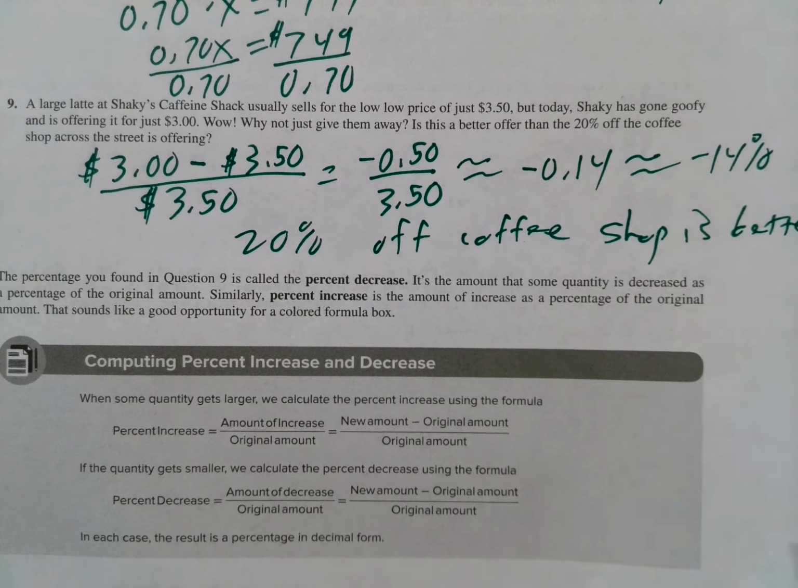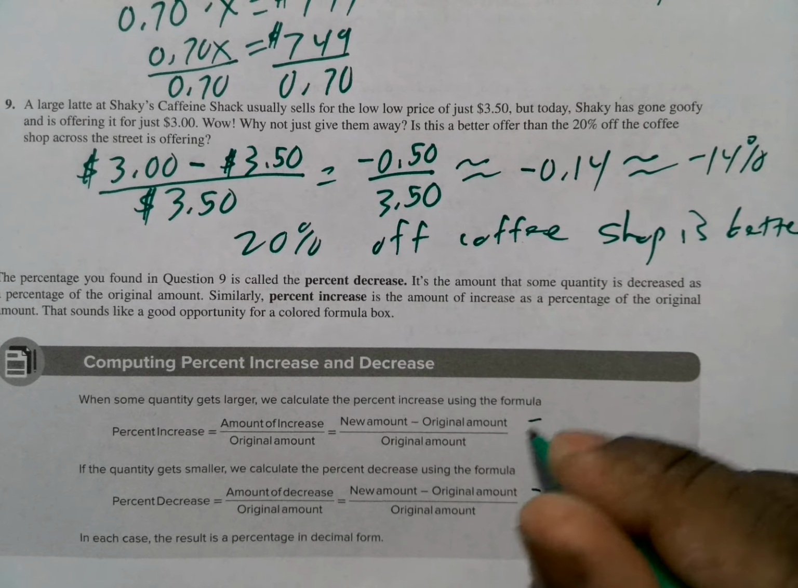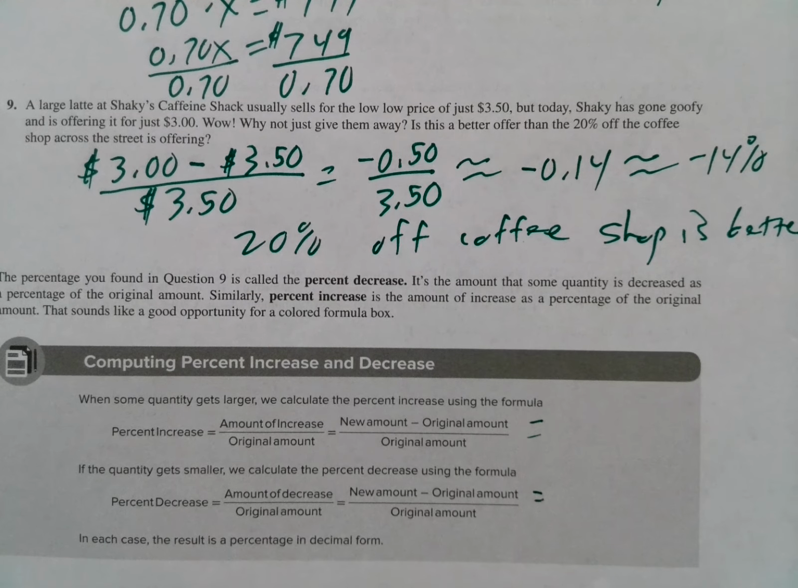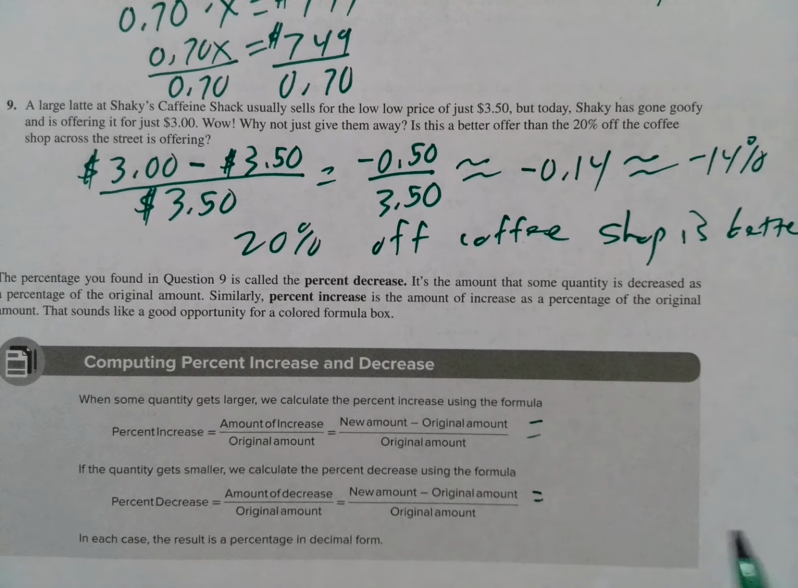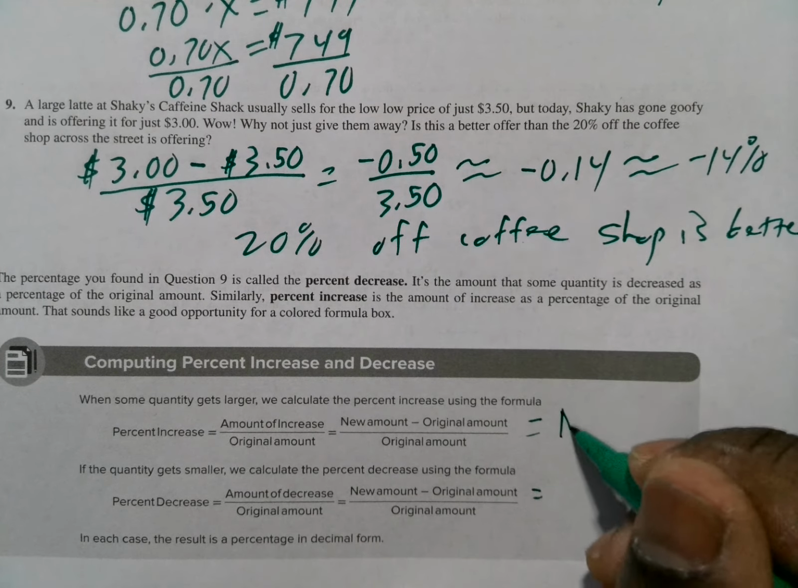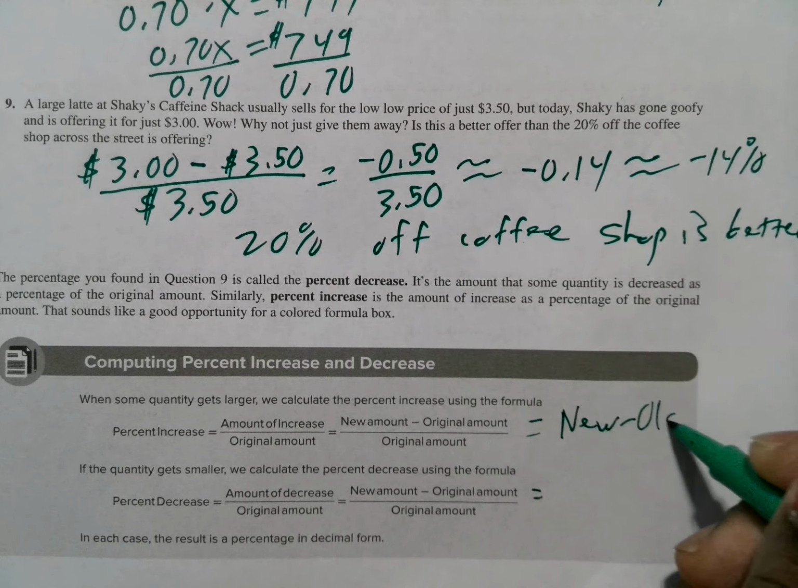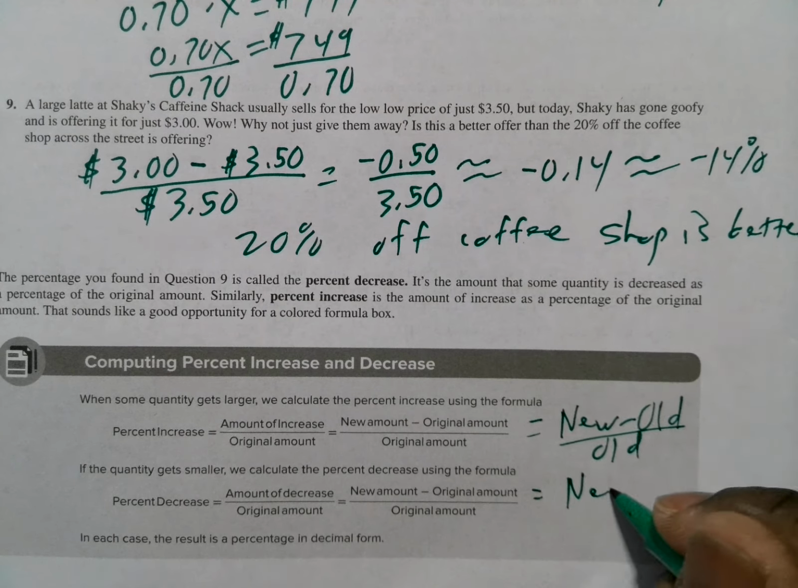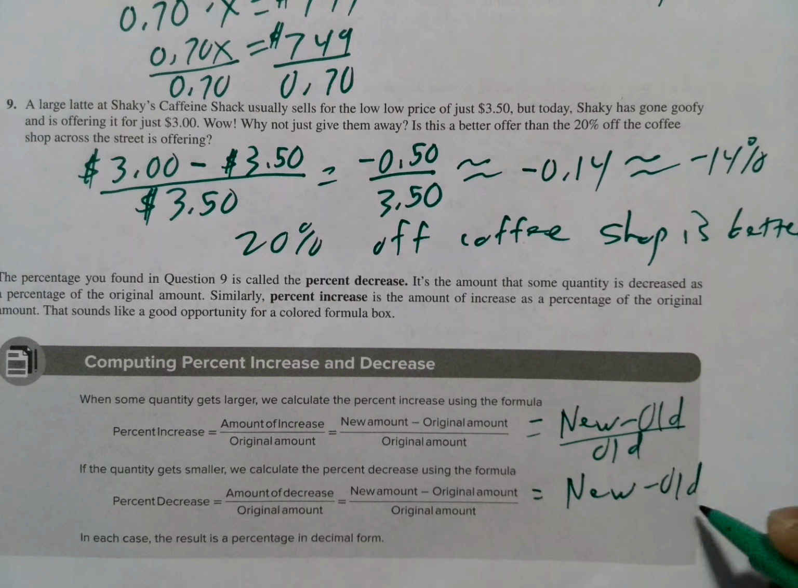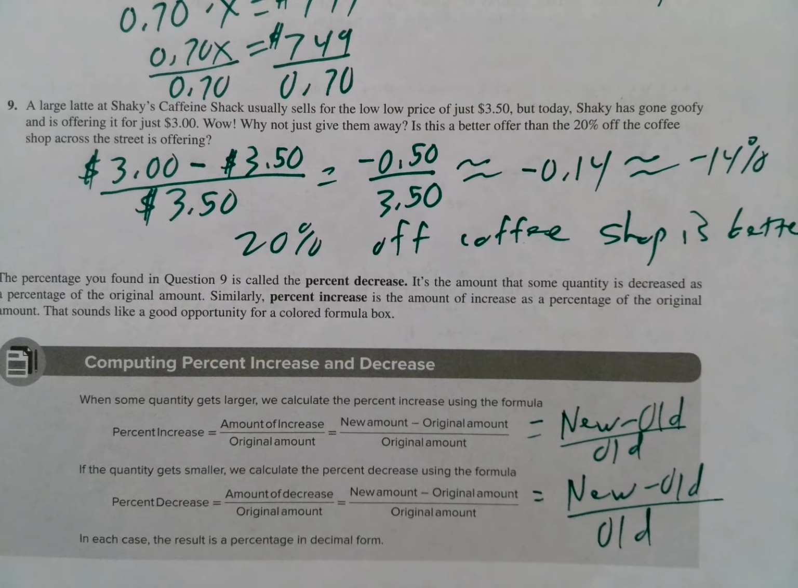Now, one other thing that I want to show you is this. I usually tell a lot of students this method. I know it says new minus original divided by original, but sometimes I say new minus old divided by old. Sometimes that helps students remember it better, but it's up to you. It yields the same results.